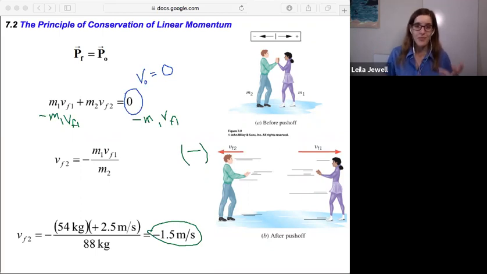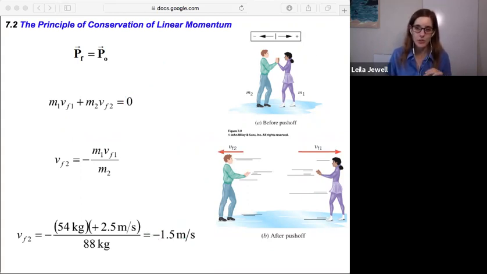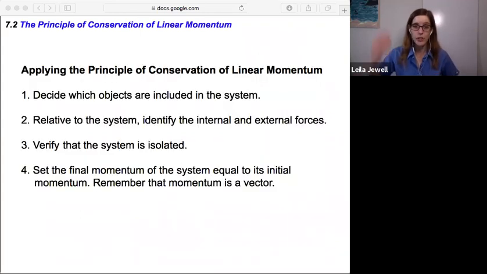Right, so this introduces the principle of the conservation of linear momentum. Before we wrap up, I want to go over a reasoning strategy. This is taken out of the textbook. So if we want to apply the principle of conservation of linear momentum, what we just did in this last example, but what we'll apply to basically every problem that involves this.